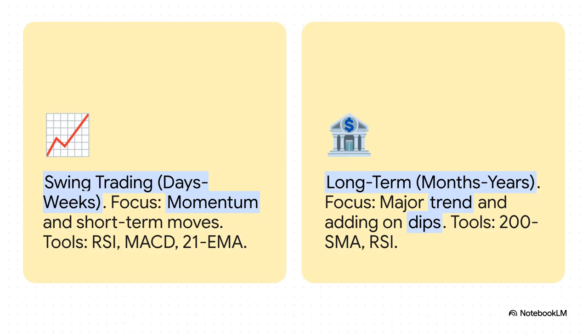Are you a swing trader trying to catch moves over a few days or weeks? Then you're going to need those faster tools like the EMA and the MACD. But if you're a long-term investor, you're looking at the big picture. You'll be leaning on the heavyweights, like that 200-day SMA, to tell you what the major trend is.